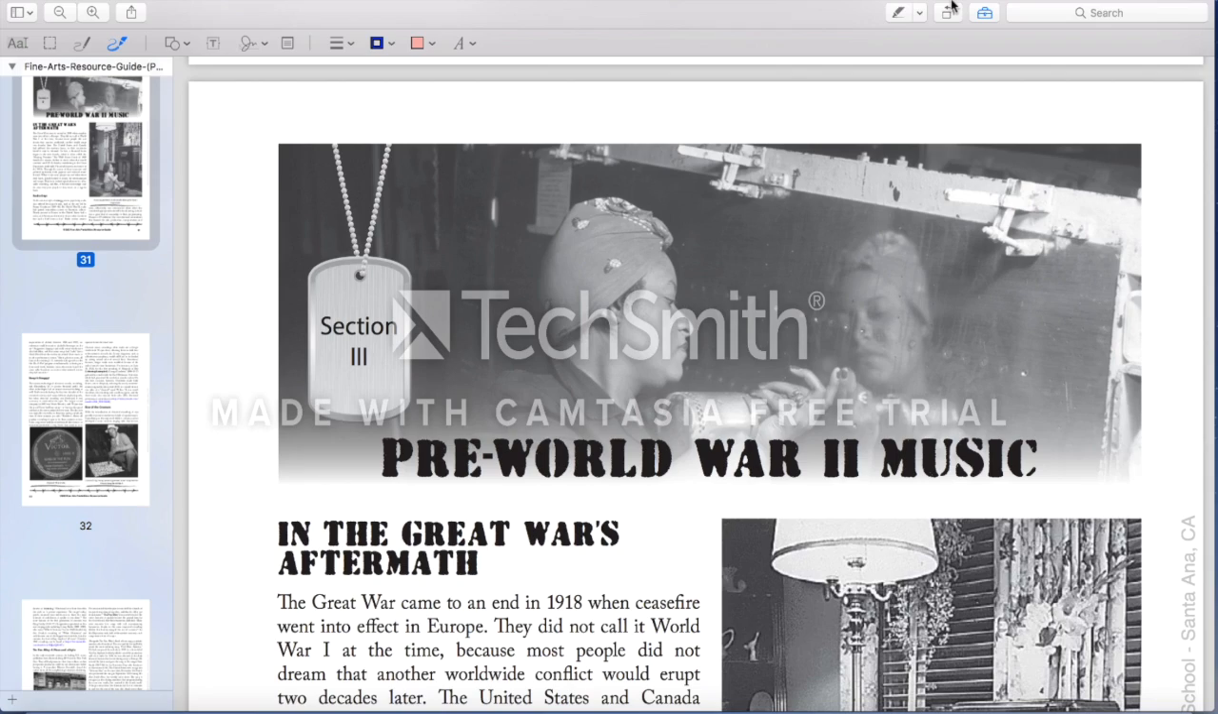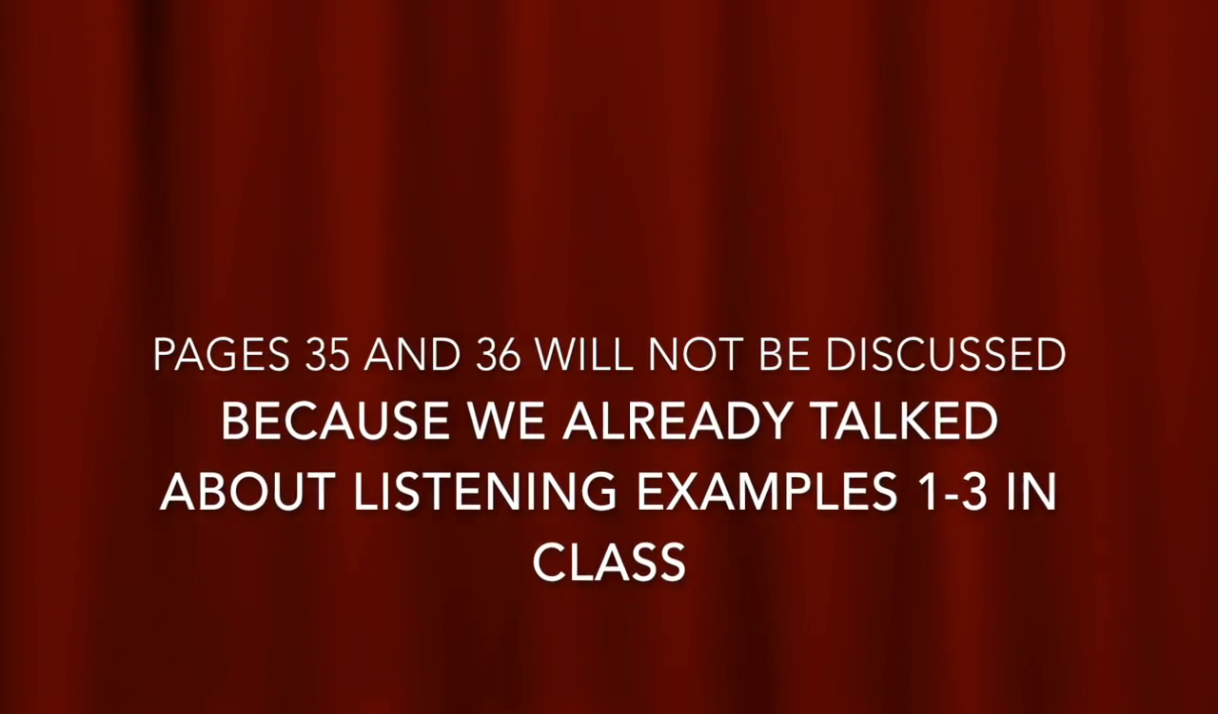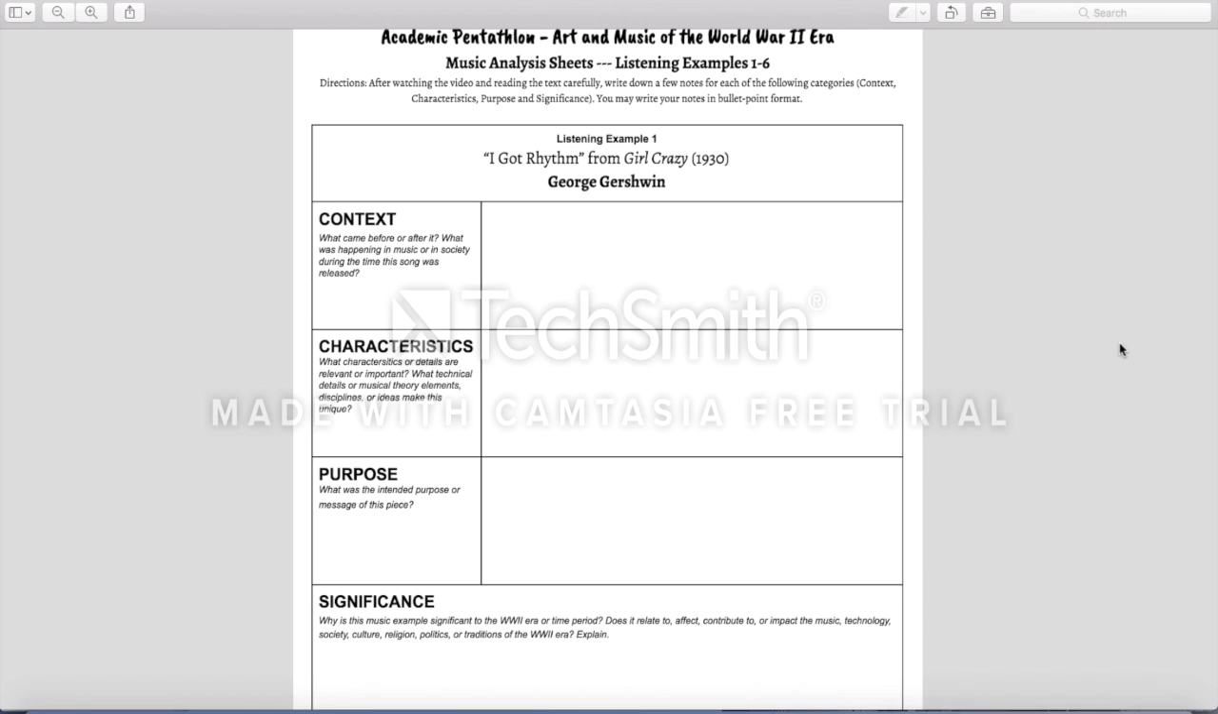Alright, I hope you have your annotation devices, materials, whatever you need out to read along with me. And even though we are going to go over pages 31 through 39, we're actually not going to go over every page. However, you still need to complete the music analysis sheets for those listening examples.